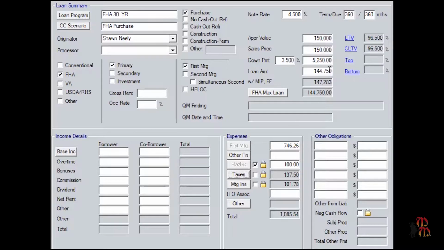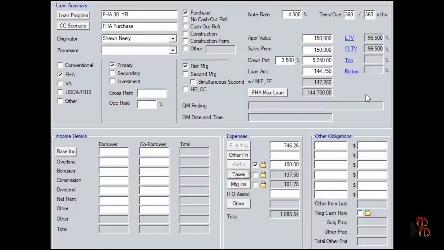Now you'll see here as well that we have a loan to value, and all the loan to value is what is a loan compared to the sales price. And because we're putting 3.5% down, it's a loan to value of 96.5%. Not the purpose of this video, don't worry about it. We're going to be talking about debt to income ratio, and that's these two boxes, your top and your bottom.